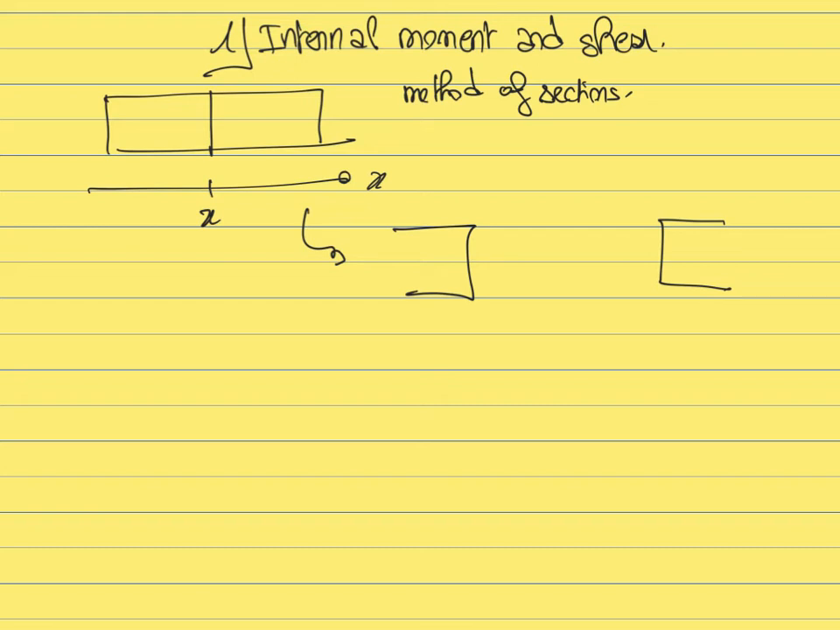So we will define the moment to be positive if it's like this or like this. That's going to be the internal moment, which we are going to write M at x. That is going to be the positive sign convention.